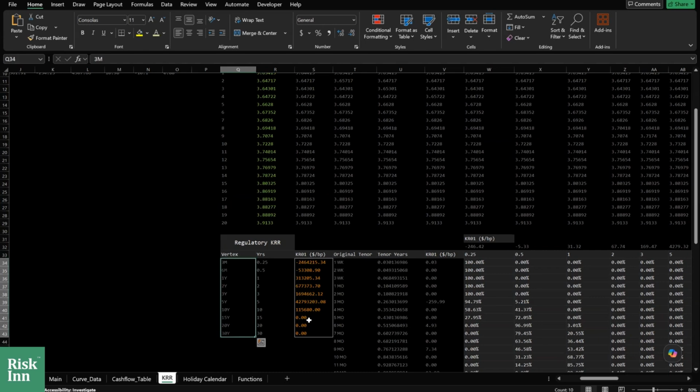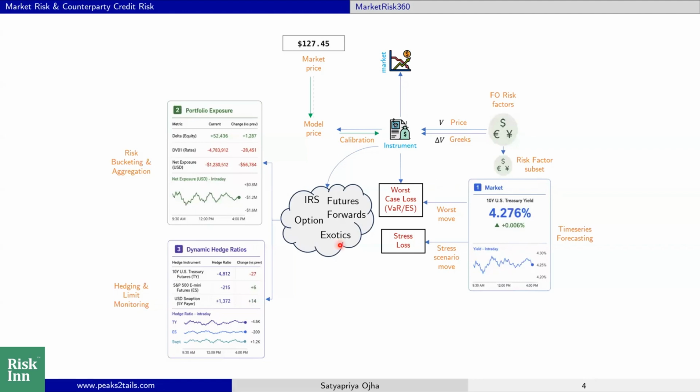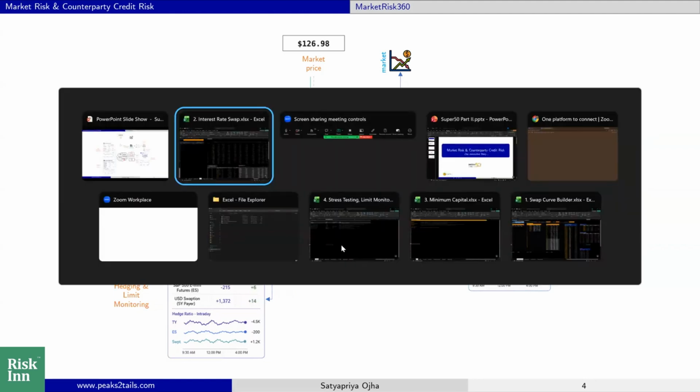Sensitivities against those risk factors, right? That's what the instrument is all about. Once this is done, you can forget about this. The next step, what is the next step?